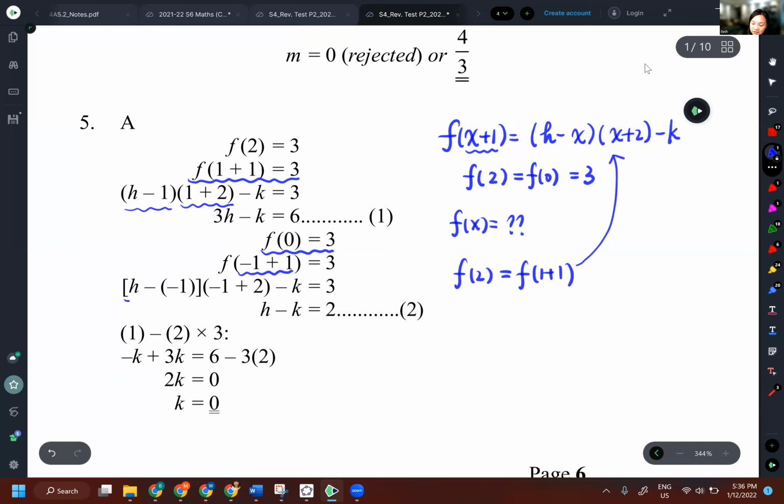That is h minus negative 1, negative 1 plus 2 minus k equals 3. Then you have another equation. And solve these 2 equations simultaneously, you can find the value of k. Now this question, if you don't understand, please try to figure out. I'll be able to answer your question tonight.